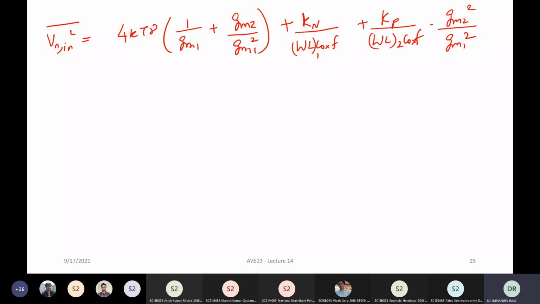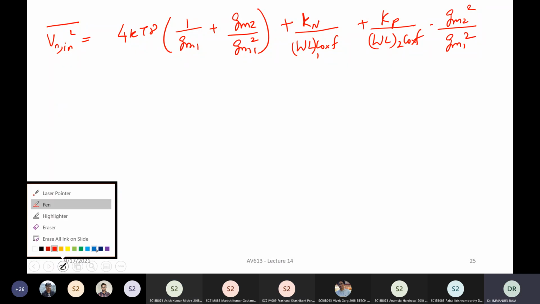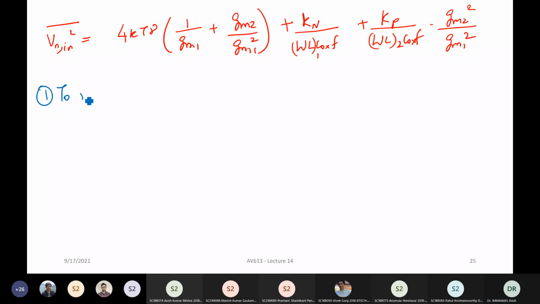Now if you want to reduce noise, what will you do? Reduce GM2 by GM1, increase GM1, that's it, right? So to reduce noise, what you need to do is basically increase GM1, because GM1 is pretty much in all the denominators except for the flicker noise term, right? And so increase GM1, you will reduce noise.